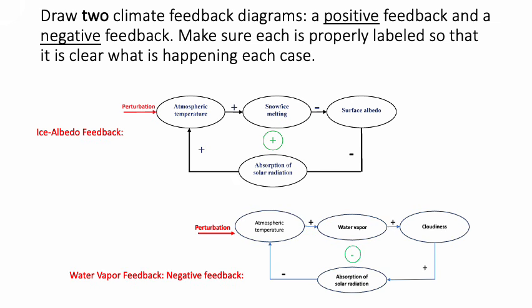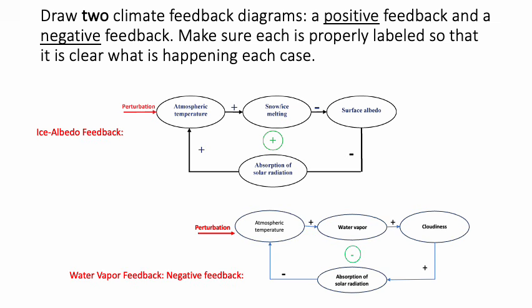of equilibrium. So in the top one, the ice albedo feedback, the perturbation might be greenhouse gases, warming the atmosphere, creating more warming. That warms the atmospheric temperature. So there's that plus sign. Then that affects snow and ice. There's some melting. That's where there's that minus sign after it. Then there's a change in the surface albedo.